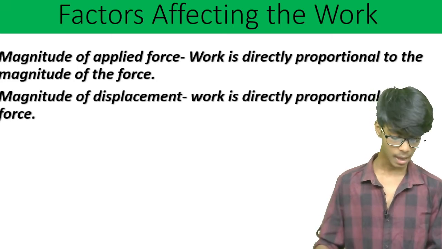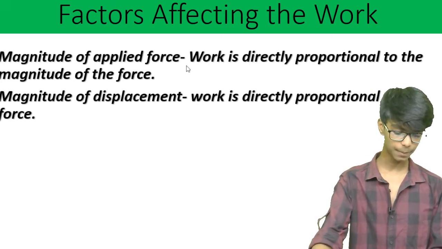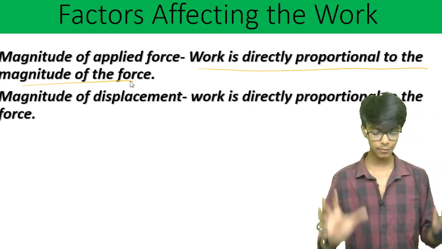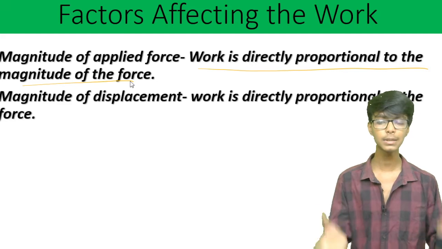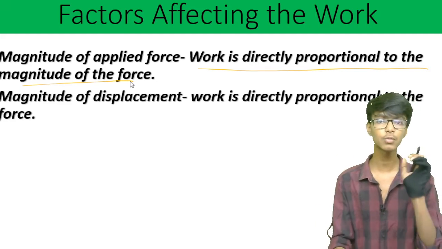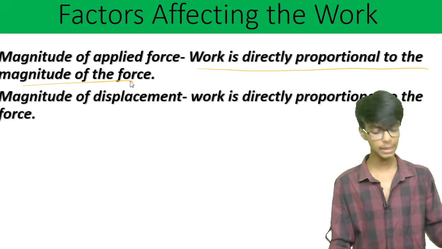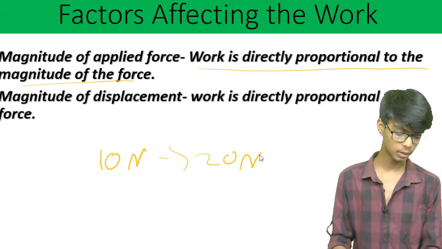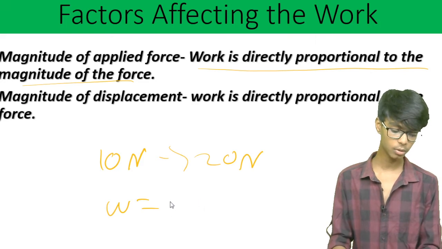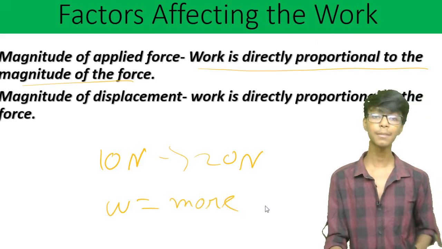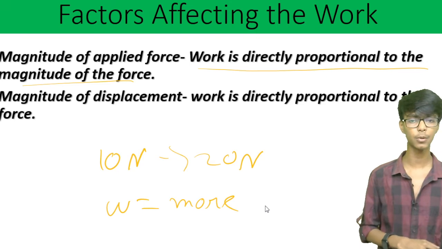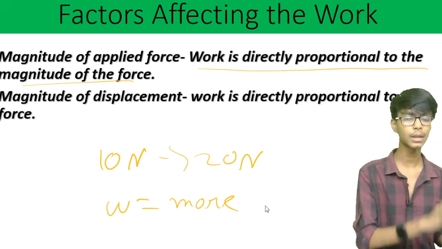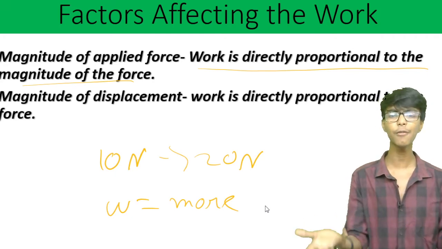What are those? Magnitude of applied force. Work is directly proportional to the magnitude of the force. How? If some work is going on, then force will be involved. And if force, suppose 10 Newton, increases to 20 Newton, then the W will be more, isn't it? So that means directly proportional. If it were inversely proportional, that means if force gets more, then the work done would be less. But in this case, it is F into S.